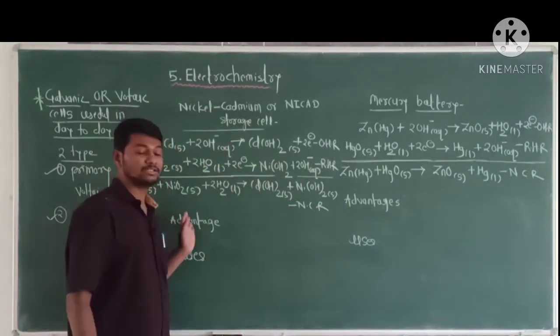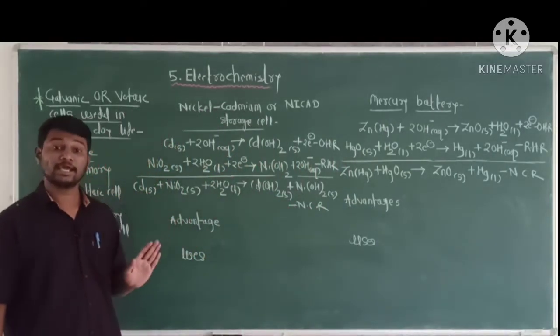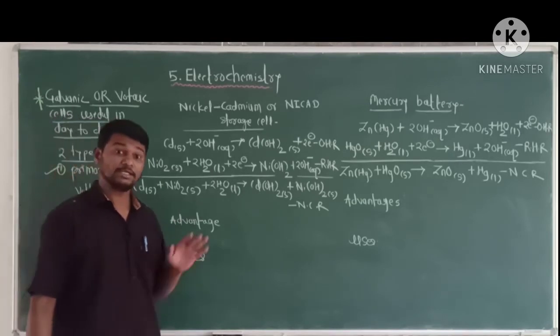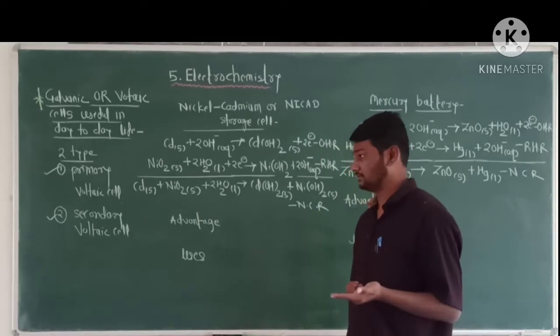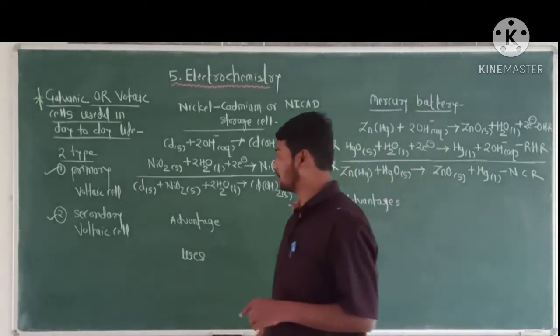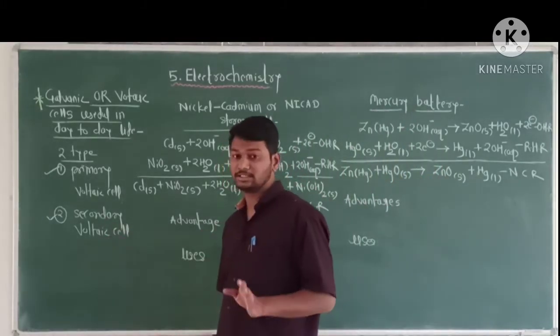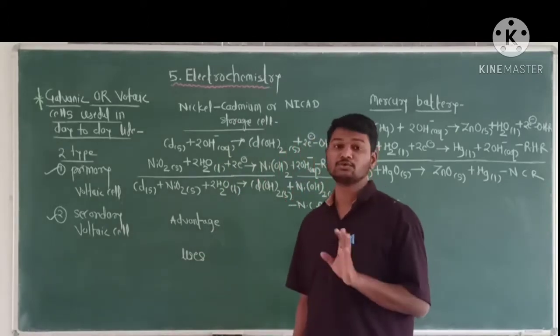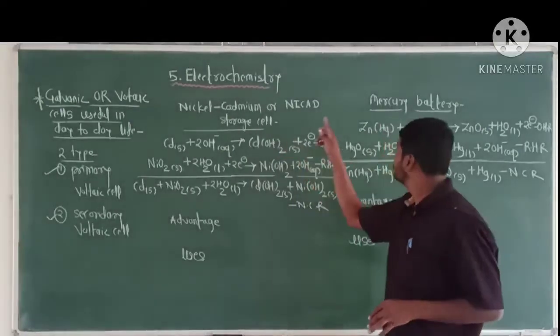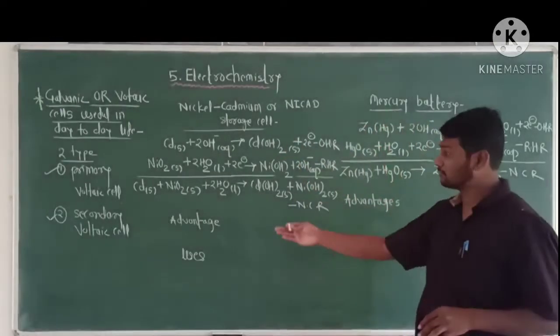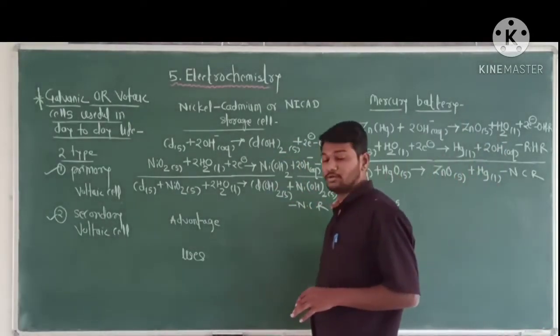A secondary voltaic cell means a voltaic cell that can be recharged. That means in a secondary voltaic cell the cell reaction is reversed. Such a voltaic cell is called a secondary voltaic cell. For example, lead storage batteries, nickel cadmium cell, mercury battery are examples of secondary voltaic cell.